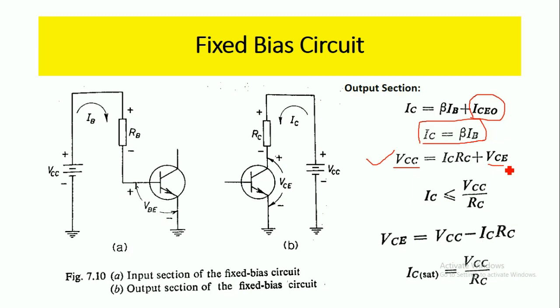In the equation VCC equal to IC RC plus VCE, if VCE is very small, then we can write VCC equal to IC RC. But the voltage drop across the resistance RC is always less than VCC, so we can represent IC as less than or equal to VCC by RC. At the same time VCE can be represented as VCC minus IC RC, and IC saturation is equal to VCC by RC. By using these VCE and IC saturation values, we can determine the operating point of this fixed bias circuit.